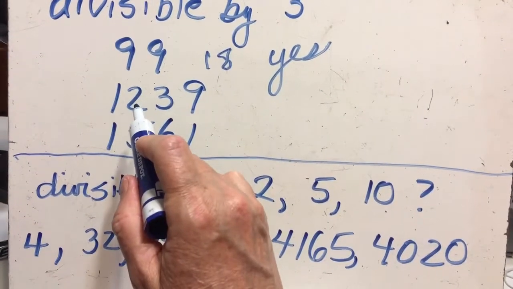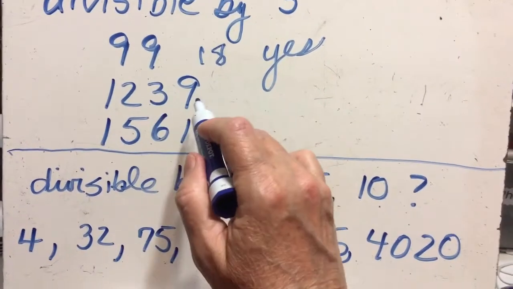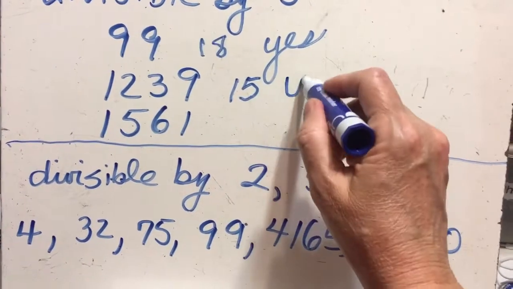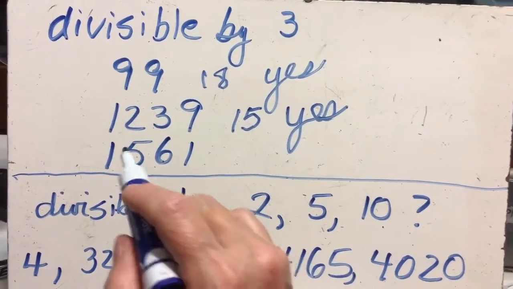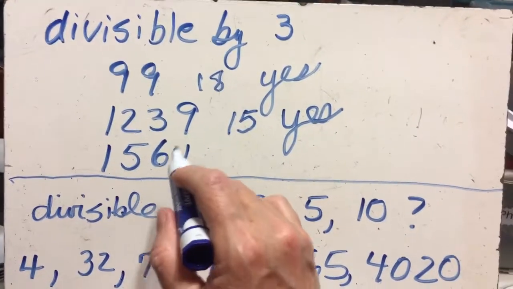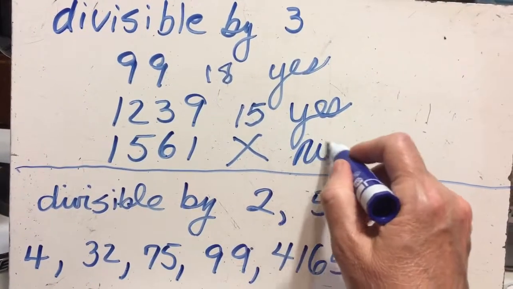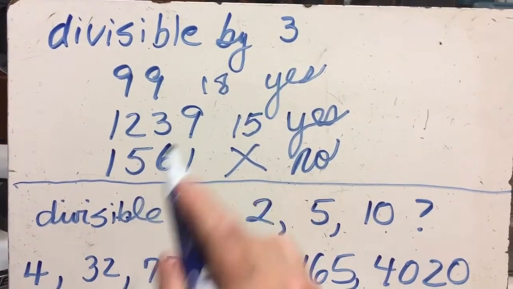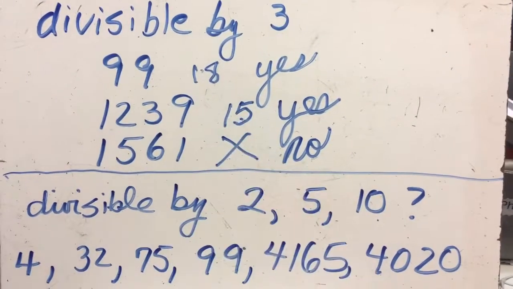Okay, 1 plus 2 is 3, plus 3 is 6, plus 6, plus 9, so the 6 plus the 9 is 15. 15 is a multiple of 3, therefore yes, the whole number is divisible by 3. And here we have 1 plus 5 is 6, 6 plus 6 is 12, 12 plus 1 is 13. No, 13 is not divisible by 3. So 99 and 1,239 are divisible by 3 because their digits add up to multiples of 3.